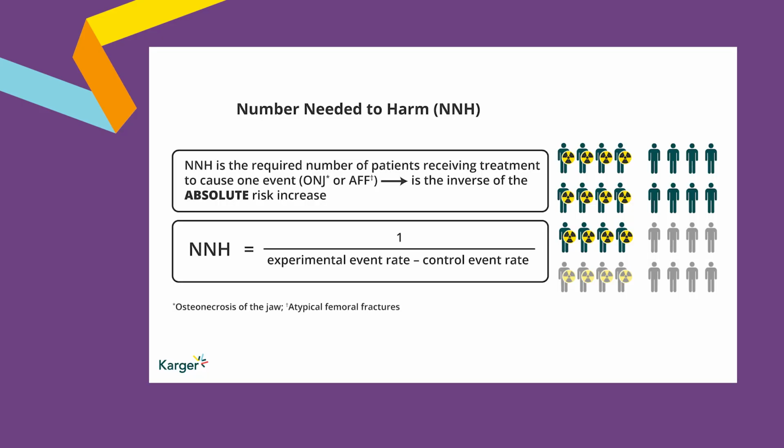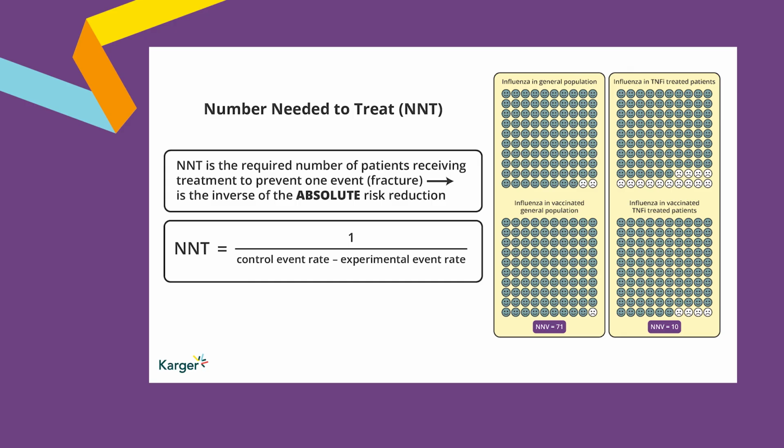So that is the concept of the number needed to harm and number needed to treat. It's the required number of patients that you need to treat to cause an event, let's say an adverse event, so that's the number needed to harm, or prevent an event, so that's the number needed to treat. And it is exactly the inverse of the absolute risk reduction. So the most important point for preventative medicine is the absolute risk of the patient.